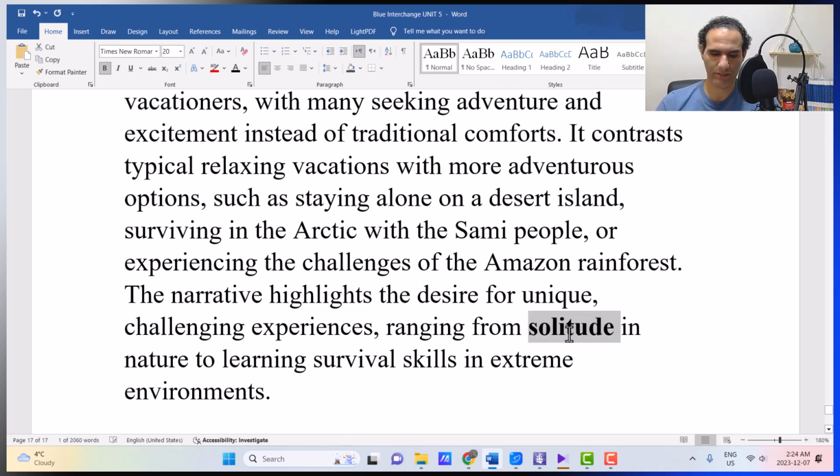Solitude means being alone, like the book One Hundred Years of Solitude. And desire: interest or like.